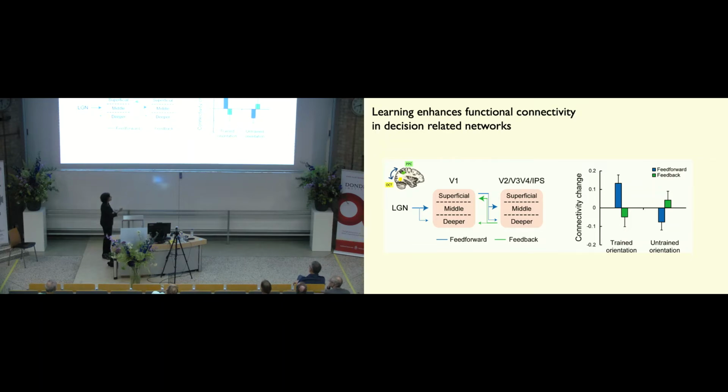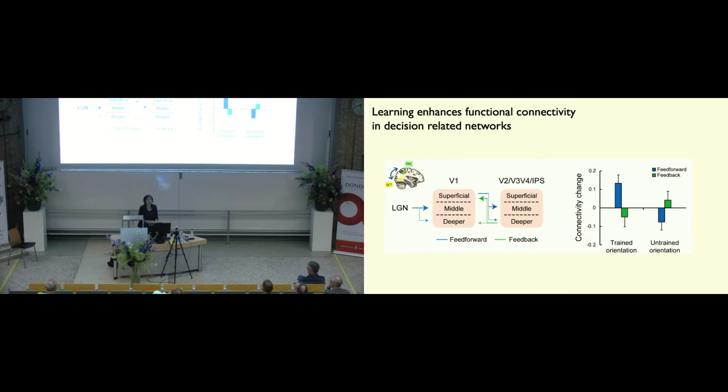And there was no real difference in the feedback processing. So from deeper IPS to deeper V1 layers, we didn't really see any significant changes in connectivity. So these results so far suggest that what we have in visual cortex is recurrent processing, and then that information is read out by parietal cortex to make perceptual decisions in a feed-forward fashion.